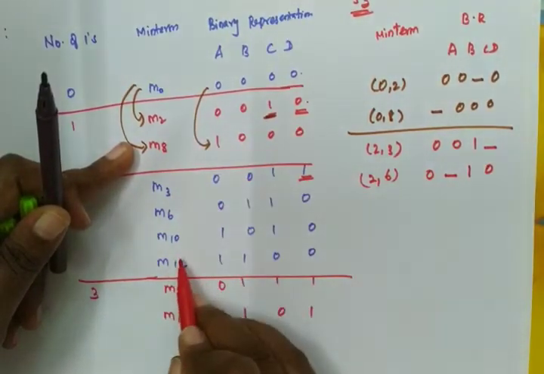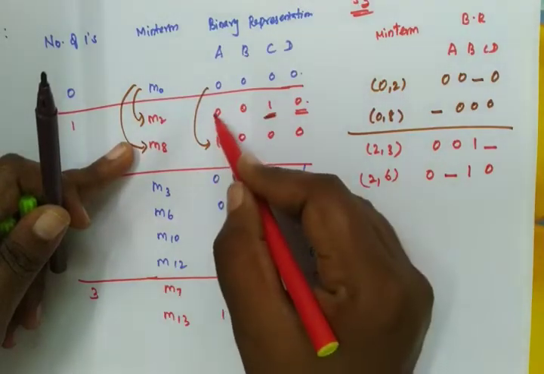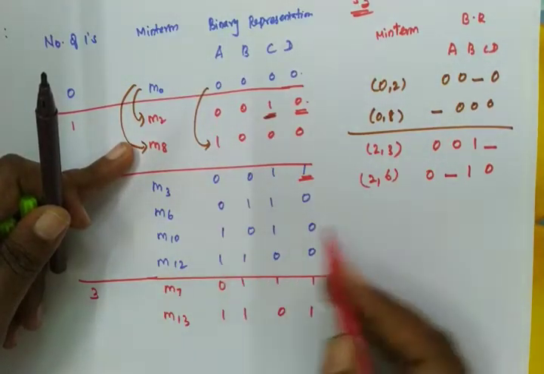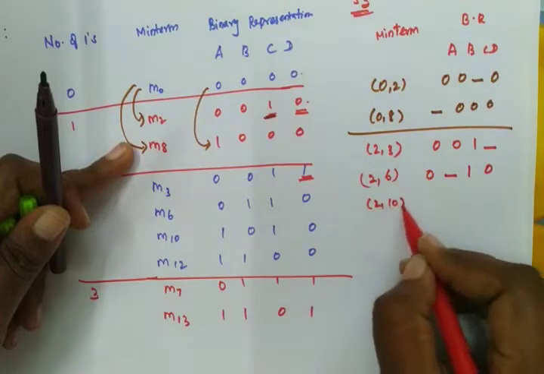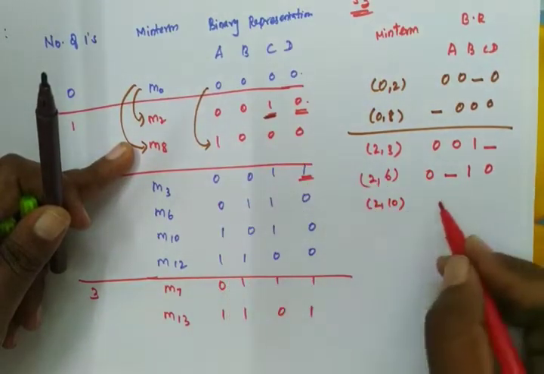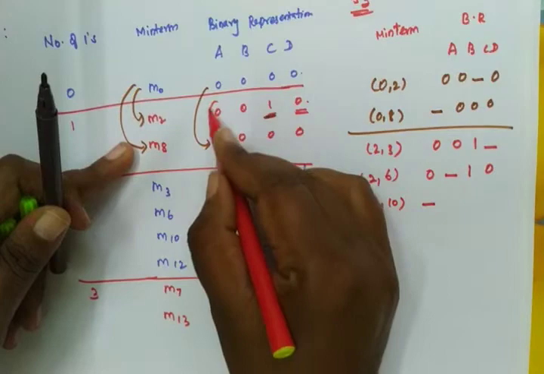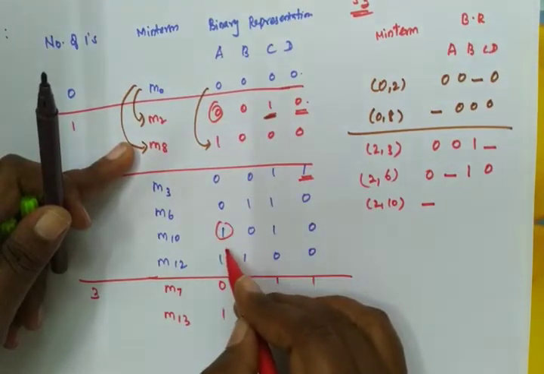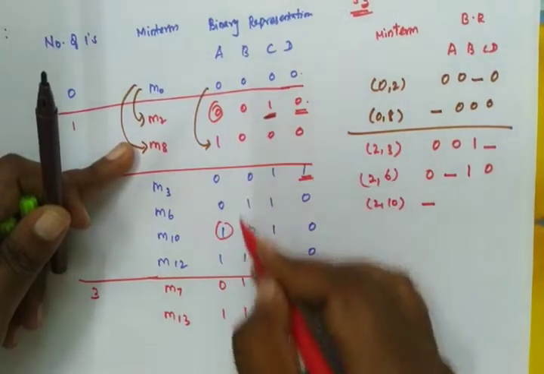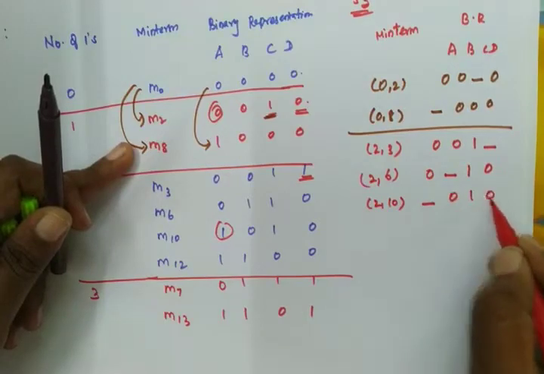Now compare this 2 with 10. Here we have 0, but here we have 1. So represent this as dash. Then the remaining will be same, 0, 1, 0, 0, 1, 0.